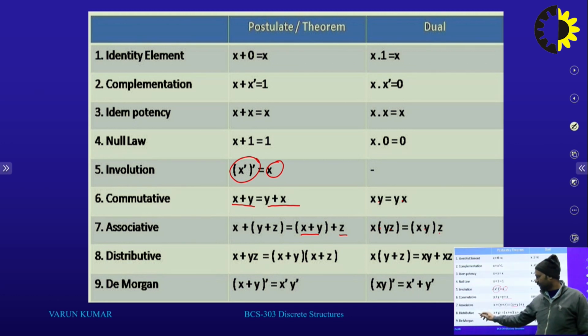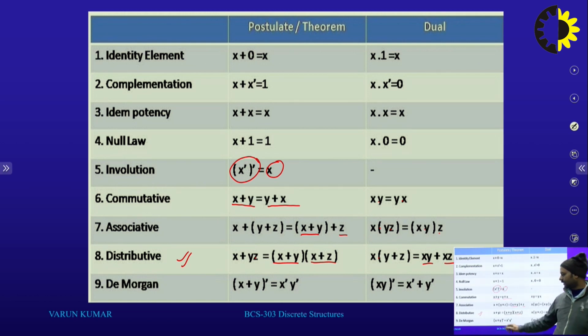There is a very important law, the distributive law: x plus y dot z is equal to x plus y and x plus z. One more distributive law: x dot y plus z equals x dot y plus x dot z. There is one more very famous law, De Morgan's law: the complement of x plus y is equal to the complement of x and the complement of y. Plus is converted into dot, dot is converted into plus, a variable is converted into variable bar, and variable bar is converted into the variable. This is the complement law.